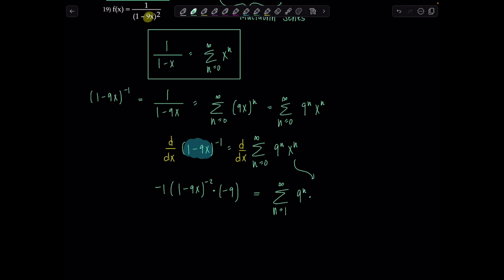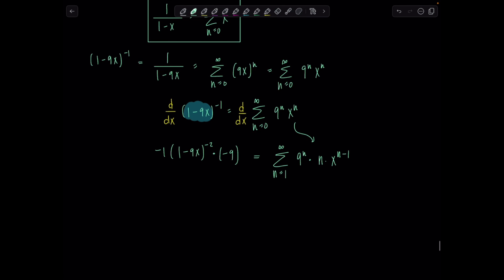Derivative of x to the n is going to be n times x to the n minus 1, okay? Good. Now we just clean up and then we adjust if need be. So let's see, negative 1 times negative 9 is going to be positive 9 over 1 minus 9x squared. And then this stuff, there isn't really anything to clean up. The sum, n equals 1 to infinity, 9 to the n times x to the n minus 1.